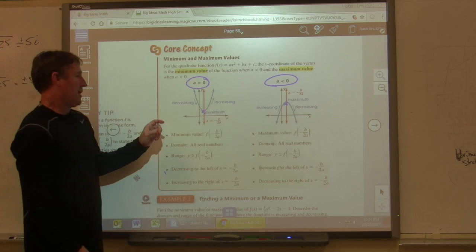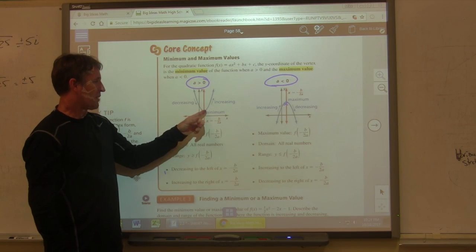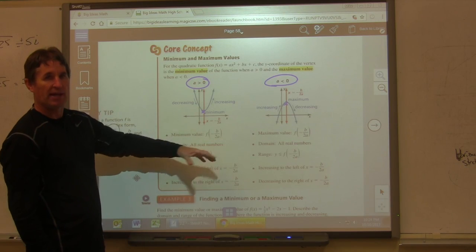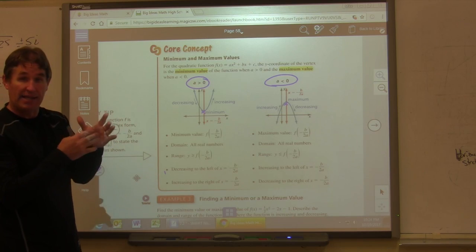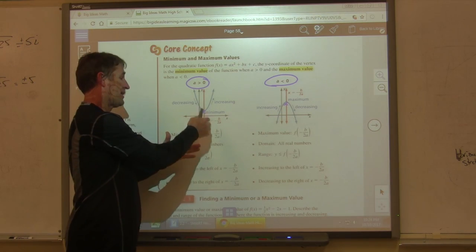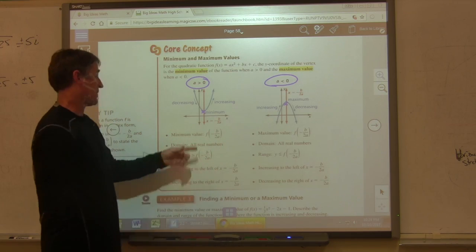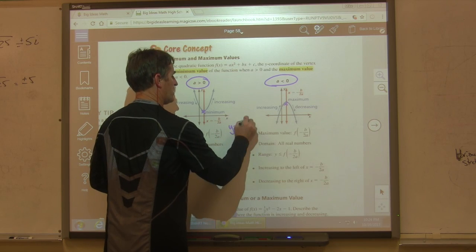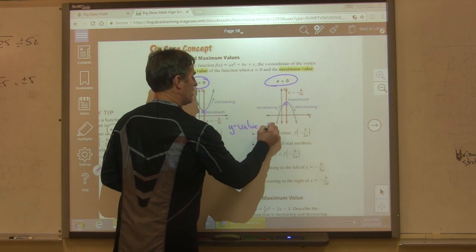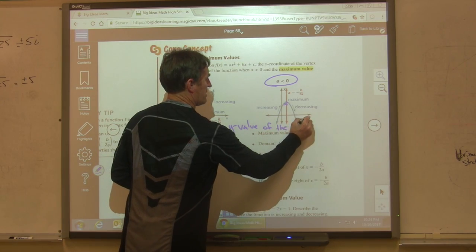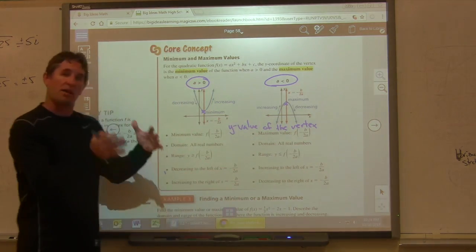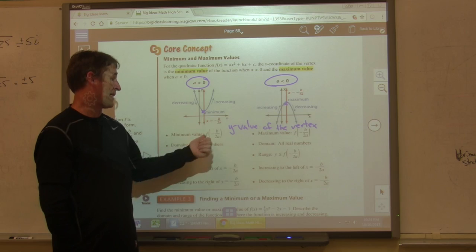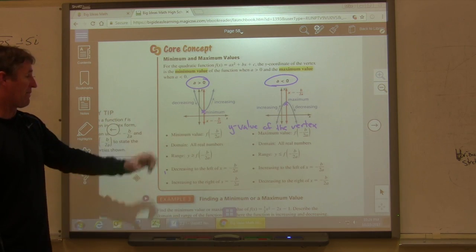So, the maximum or minimum value is always at the vertex, and it's the y value. So they do this f of negative b over 2a. So again, all you do is you find that axis of symmetry, and you plug it in to find the y value of the vertex. So the minimum and maximum values are the y value of the vertex. So you just find the vertex like we did on the original problems that we just went through, and then you'll know the maximum or minimum value of the function by the y value.